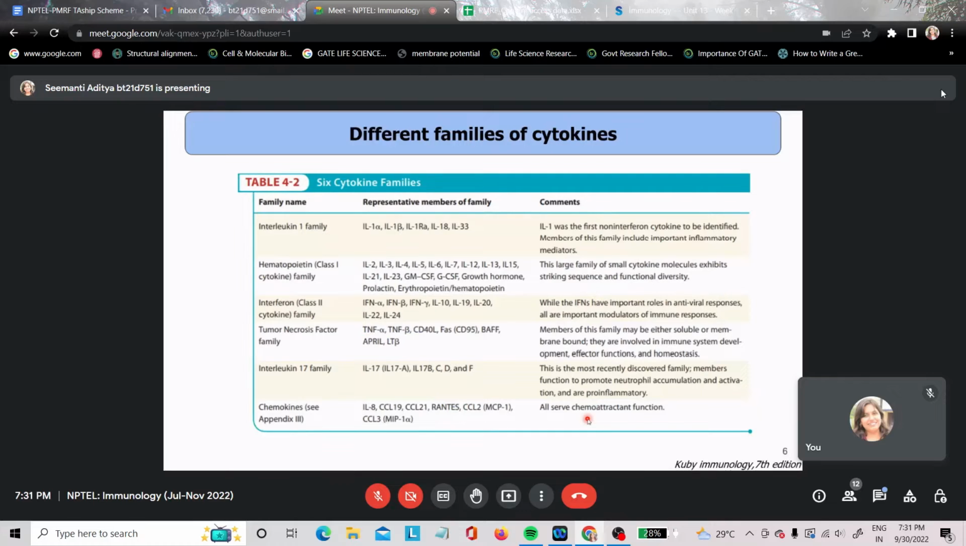So there are different families of cytokines. Cytokines can be the interleukin 1 family, the hematopoietin or class 1 cytokine family, the interferon or class 2 cytokine family, the tumor necrosis factor family, the interleukin 17 family, and chemokines, etc. All of these families were named on the basis of the function that they do. Mostly they have different roles in different parts of the immune system. So you can go through them.